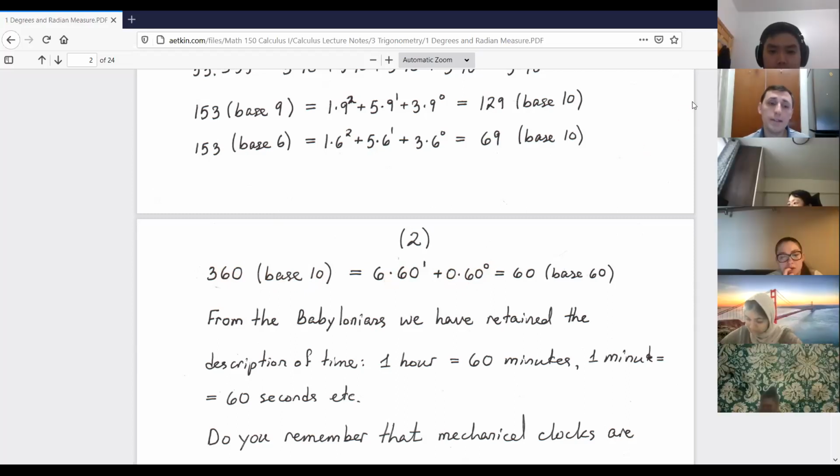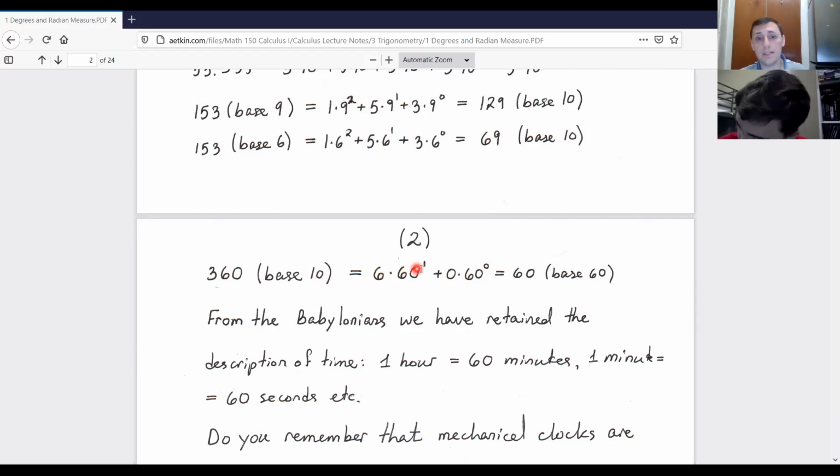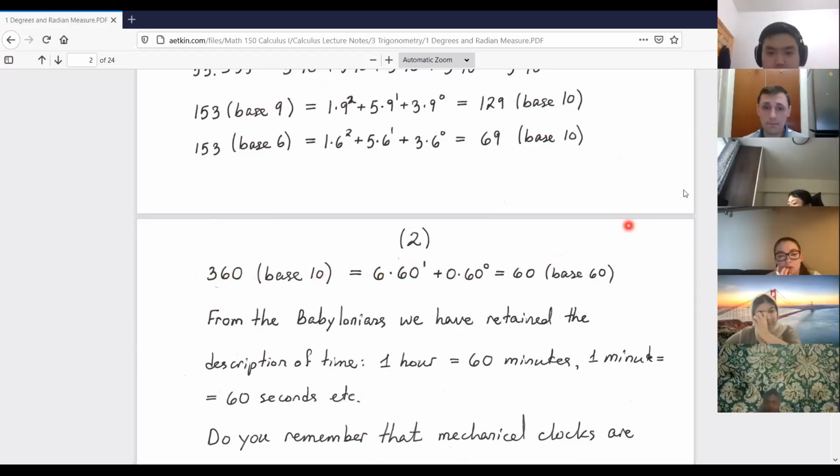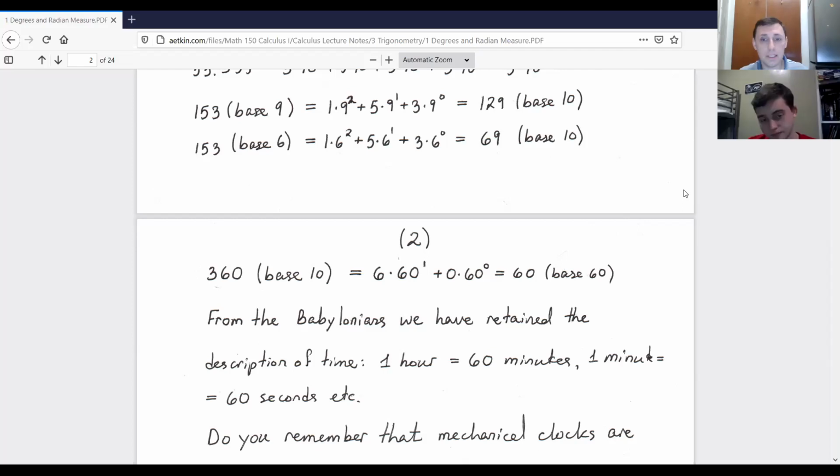And what do I do? I select the biggest power of 60. 60 squared is too much, so 60 to the power of 1. How many copies of 60 to the power of 1 can I have? I can have 6 copies. So it's 6 times 60 to the 1 plus 0 times 60 to the 0. So 360 is 60 base 60. I hope you understand what I mean, guys. 60 base 60 means simply the first number is 6 times 60 to the 1. The second number is 0 times 60 to the power of 0. That's how you convert it, okay?